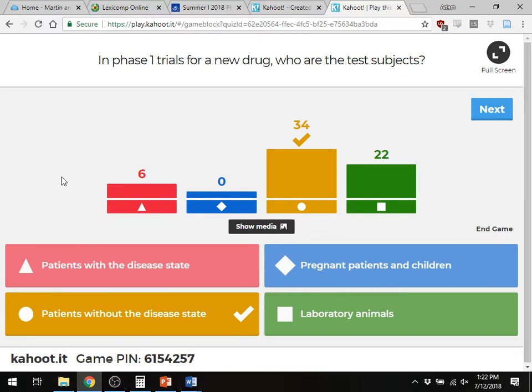We're looking for side effects. We're looking for safety profiles. What kind of dose are we looking for? It's always going to be patients who are healthy, right? They do not have the disease state in question, okay? How many people are we looking at? 10 to 100, like not a lot of patients, right?